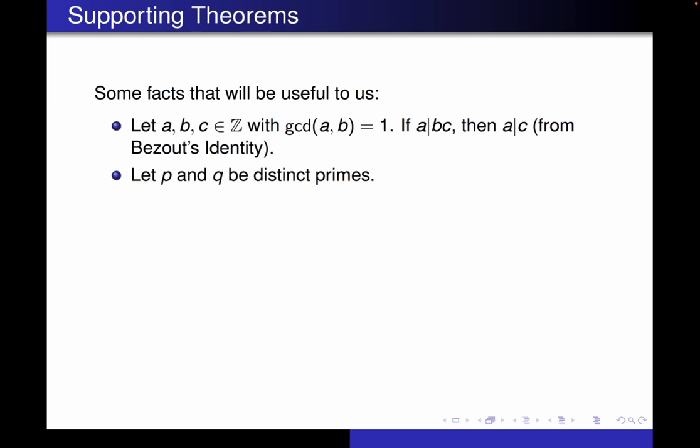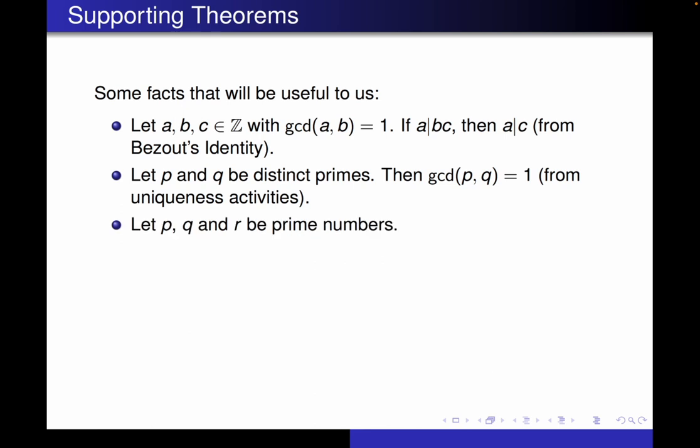If p and q are distinct primes, that means they're different primes, right? The GCD of those two primes is equal to 1. Extremely intuitive, but needs to be proven. That came from the uniqueness activities as well. If you have three prime numbers, p, q, and r, if p divides evenly into qr, then either p equals q or p equals r. That we proved directly from the uniqueness activities.